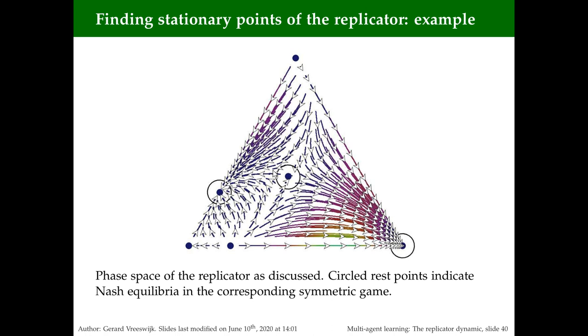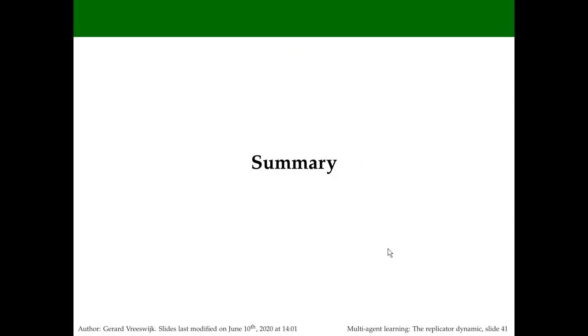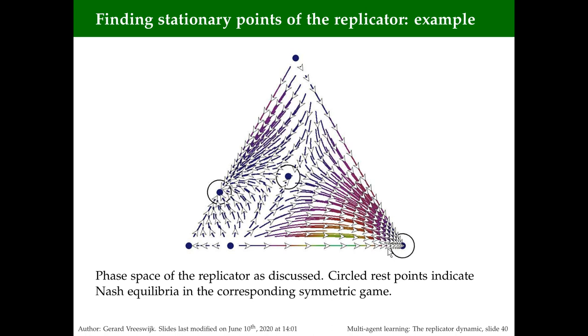So this is the phase space of the replicator as discussed in the previous slide, and you see that some rest points are not Nash equilibria. The circled rest points are Nash equilibria, and they are found with Gambit. So I did not compute them myself. So the NetLogo simulation calls Gambit and then it applies the open circles around the rest points. Sorry, next slide.